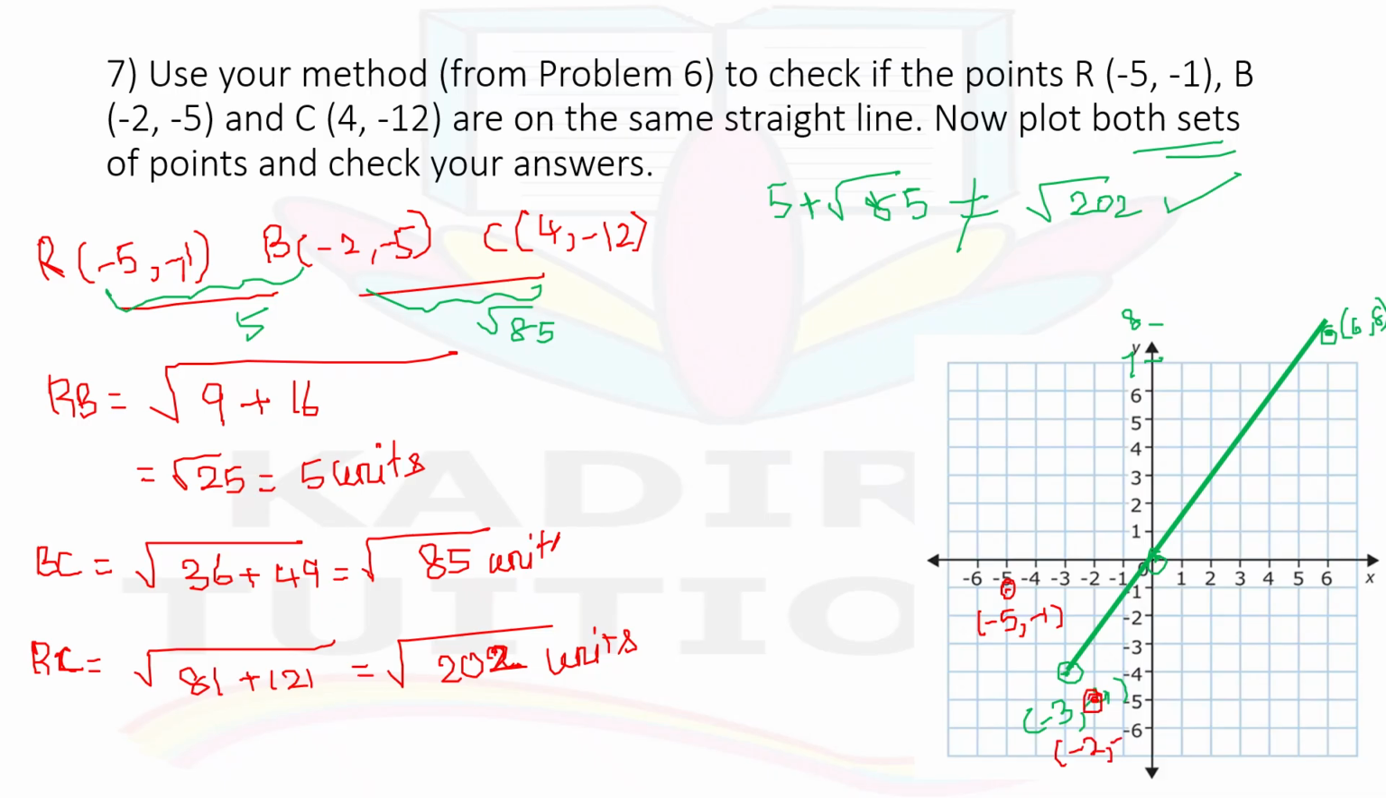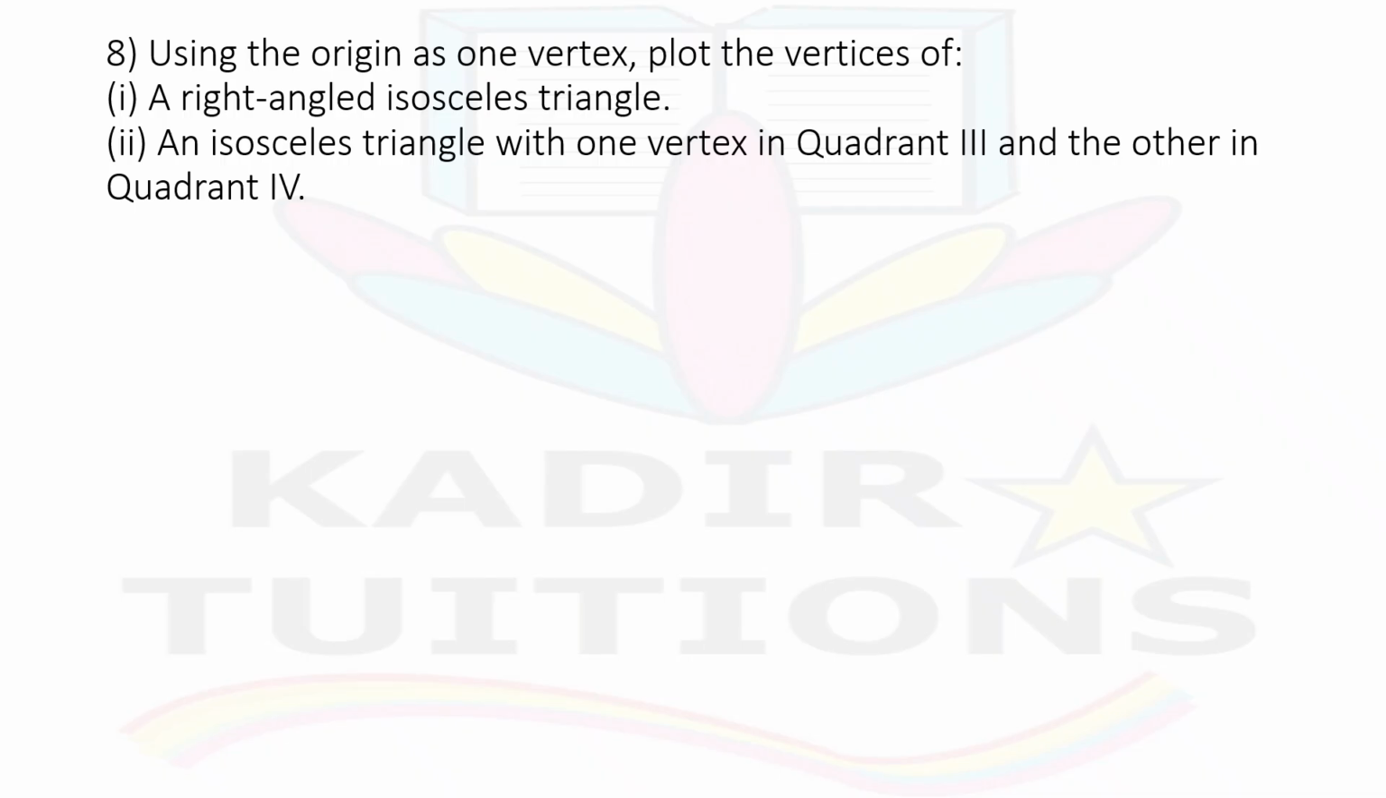-2, -5. And what about the other point? 4, -12. So 4 is over here, and -12 is somewhere else, it is going to come, right? So actually here it is not fixed up. Over here 4, -12. So sure, it won't come as a straight line. So this is how we are going to check our answer by using a graph sheet. And we'll see the next question.